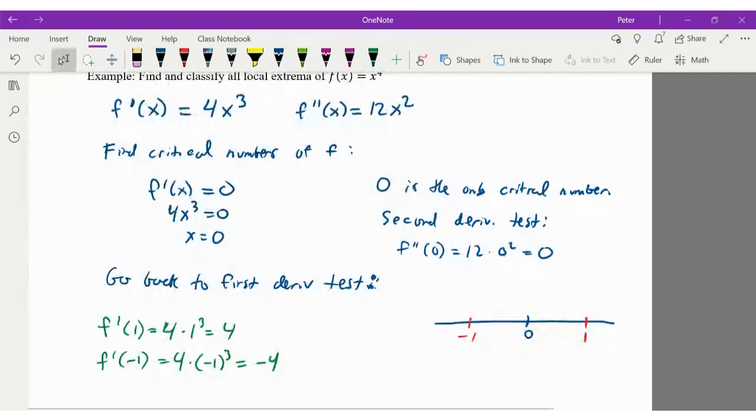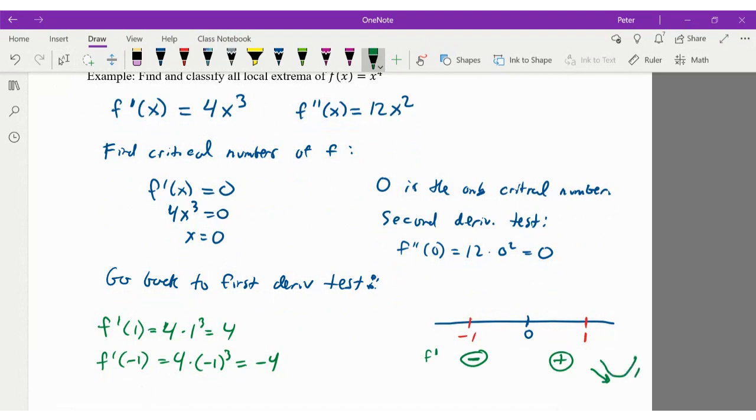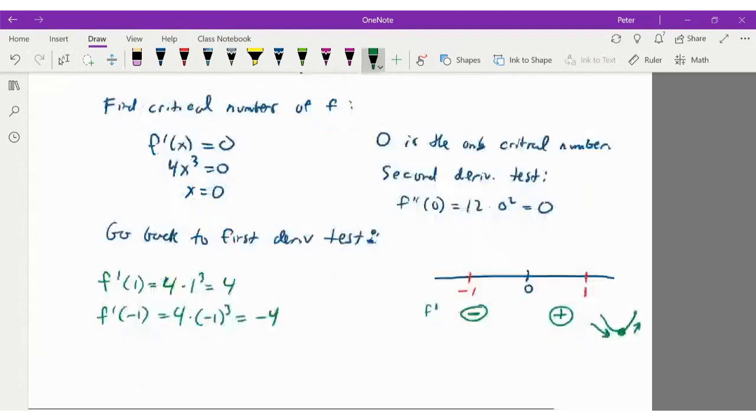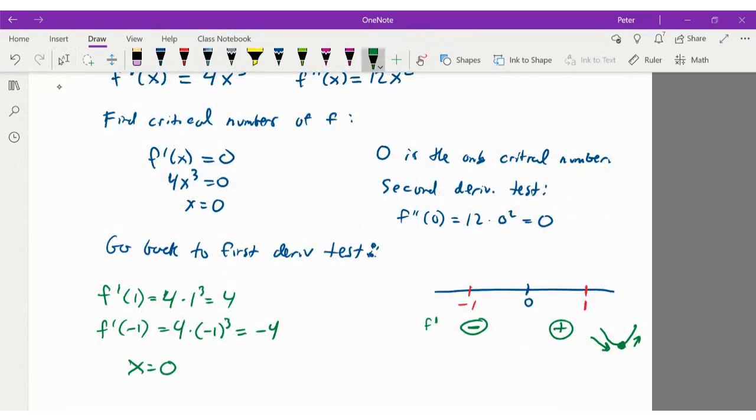So on the left side of 0, we have negative, and on the right side of 0, we have positive. We know what that looks like: a function that's going downward and then upward. So that means x equals 0, or rather, I should say it the way the book says it: f of 0 is a local min of f of x equals x to the 4th.